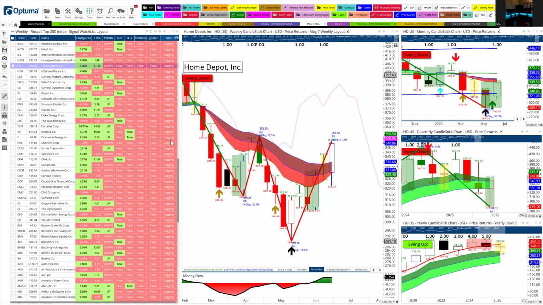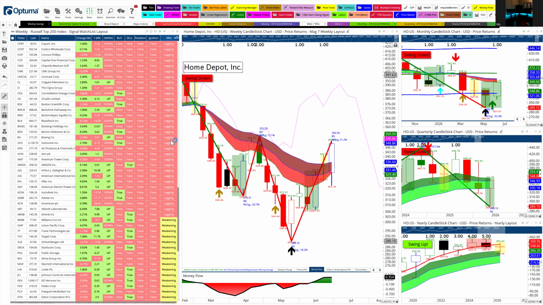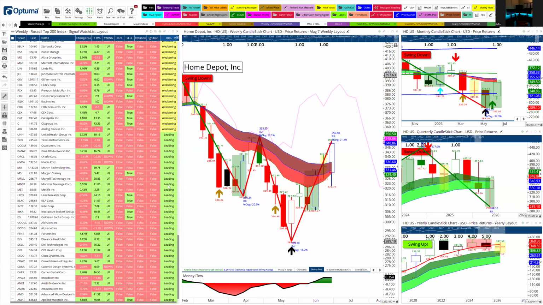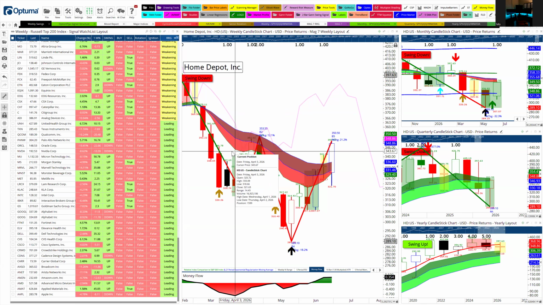Look. And look how many are weakening right now. And look how many are leading. This is a weekly. So United Healthcare, TXN, QCOM, Oracle, NVIDIA, CVS. So this is how it tells you the market breadth.